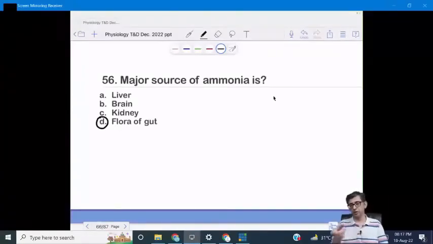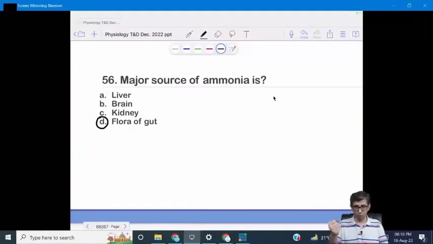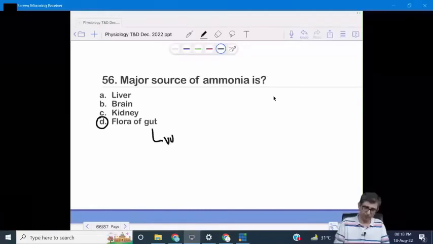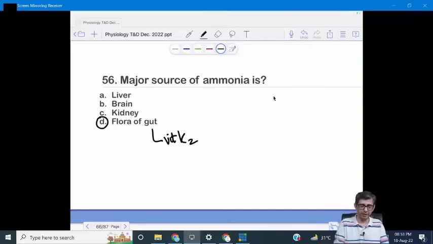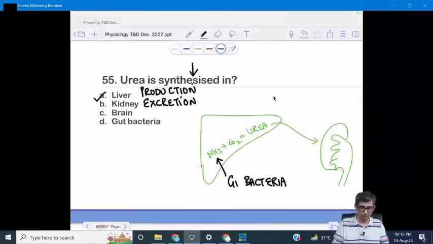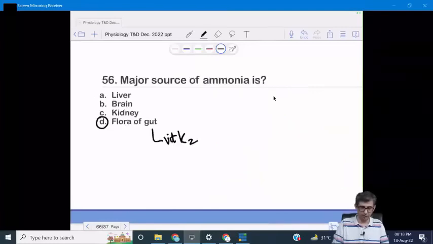The same bacteria that make vitamin K, right? Vitamin K2. The same bacteria which produce vitamin K2 are also responsible for synthesis of ammonia. I mean, 98% of ammonia in the body is made by gut bacteria. 55 is sorted, 56 is sorted.